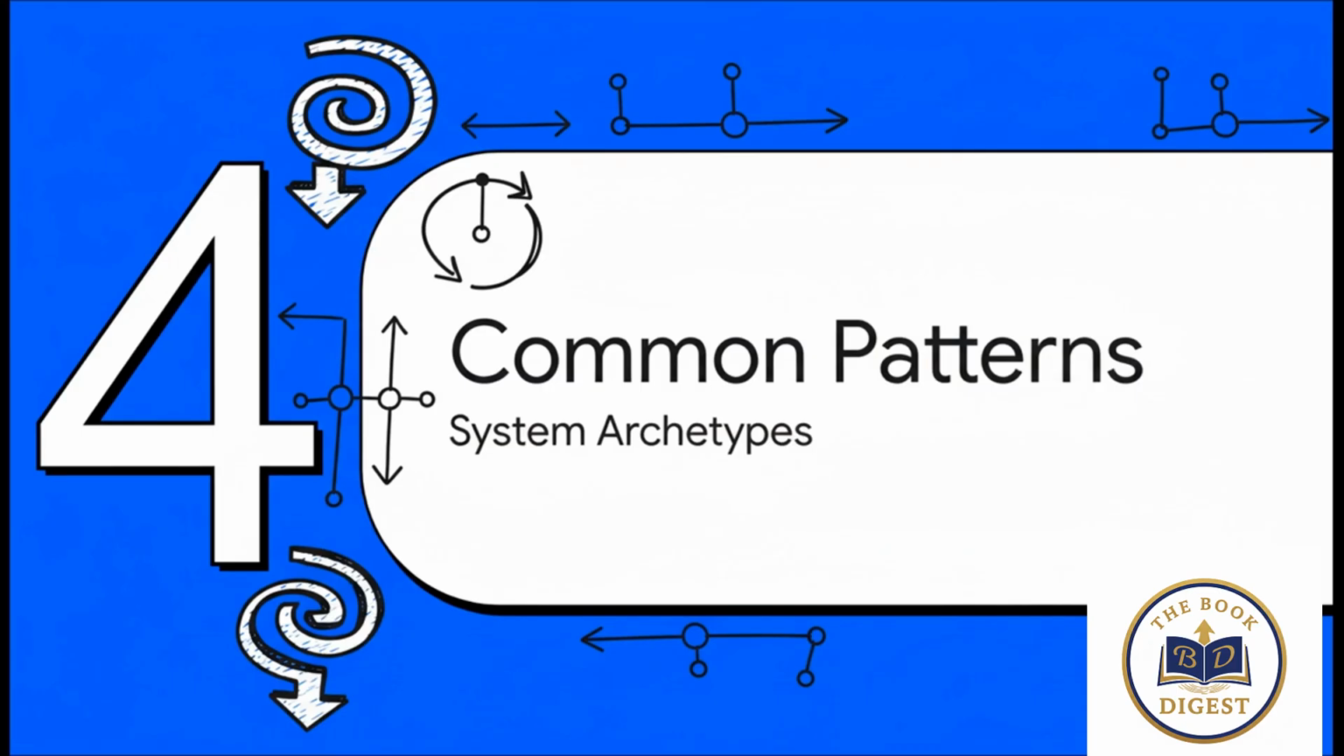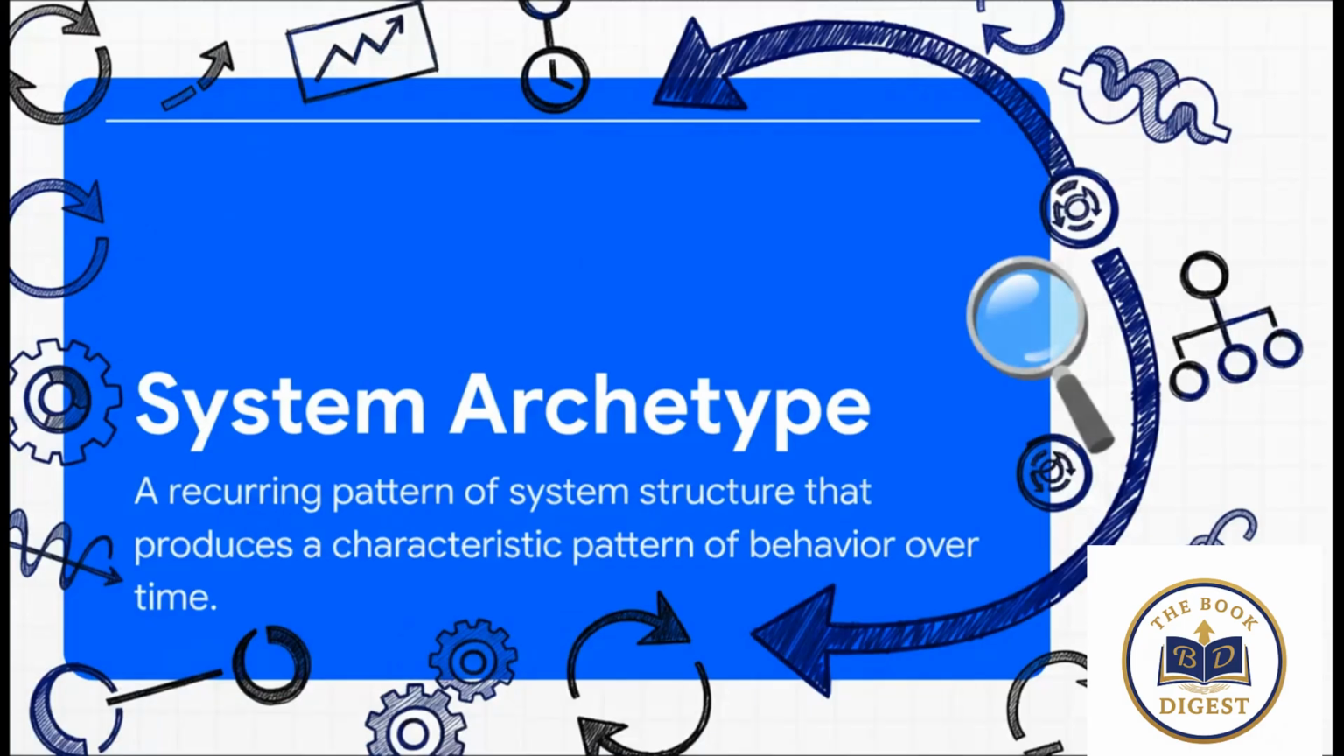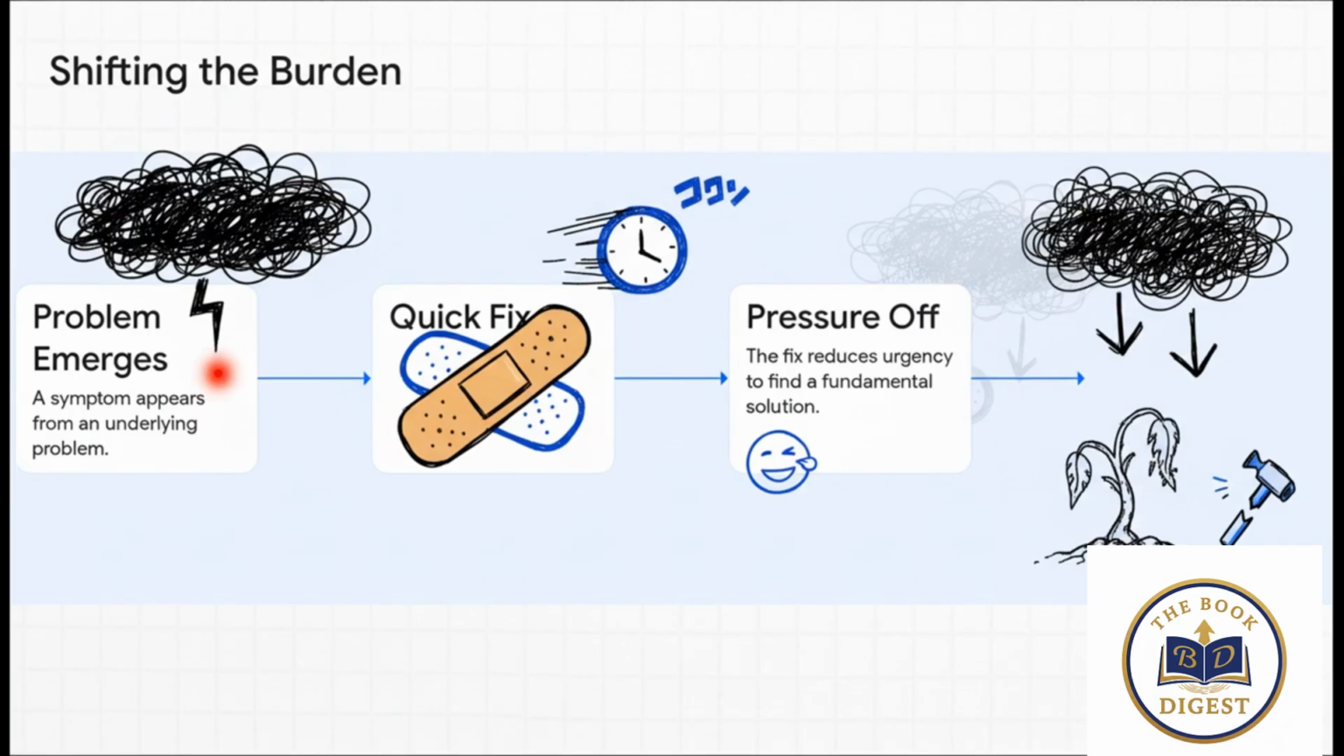But it gets even cooler, because once you know about loops, you start seeing the same patterns, the same stories, everywhere. And once you can spot these loops, you start recognizing these recurring patterns in totally different situations. They're called system archetypes. Think of them like the common plots you see in movies. They're just blueprints for recurring problems that show up again and again. Let's check out one of the most common ones, and honestly, one of the most dangerous: shifting the burden.